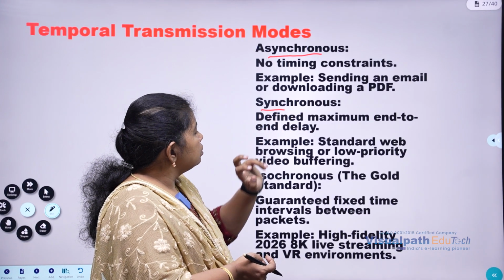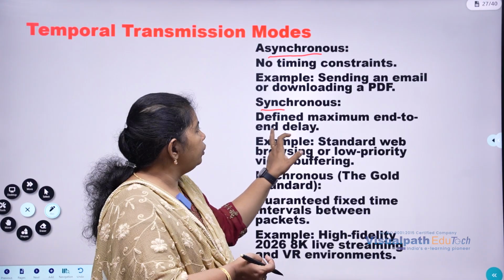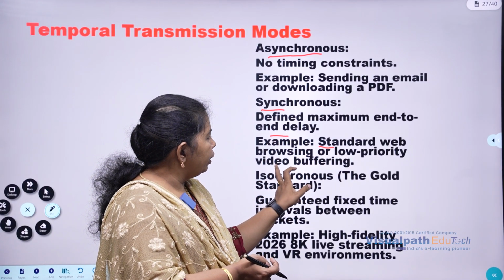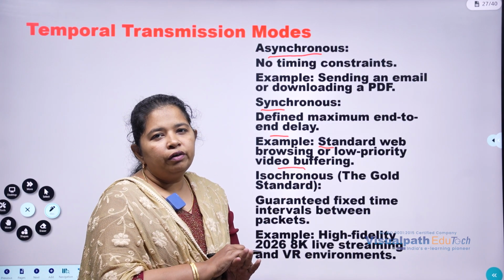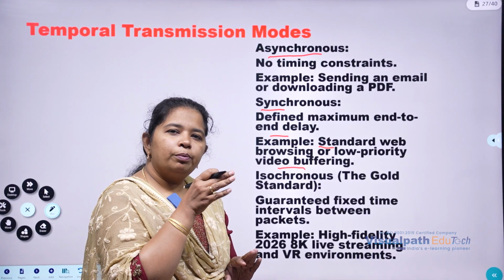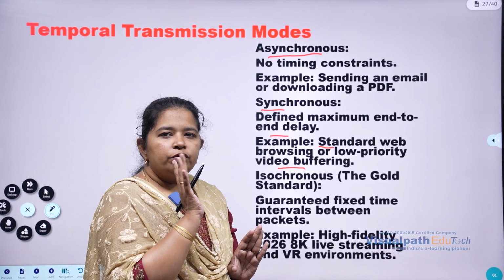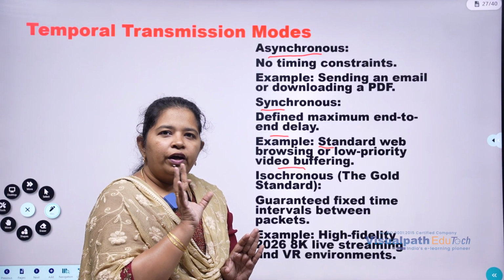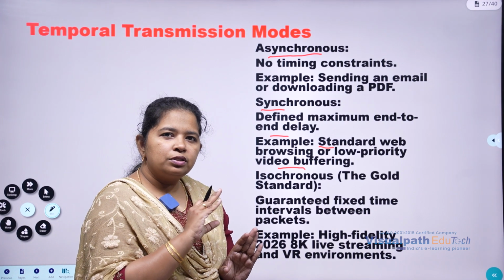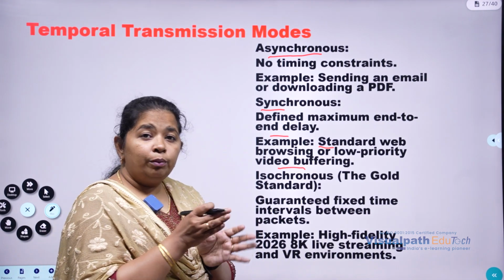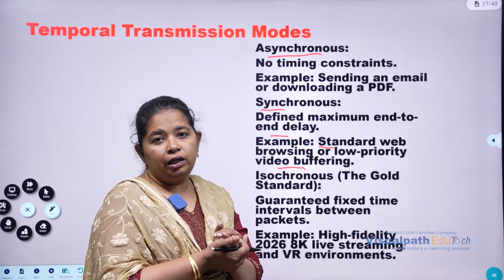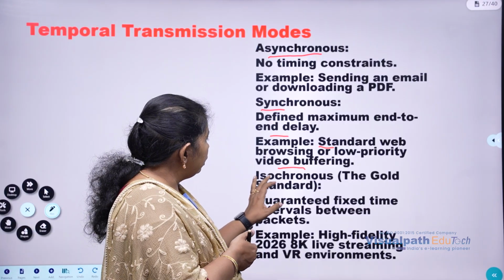And synchronous defines the maximum end-to-end delay. For example, standard web browsing or lower priority video buffering. So you are downloading a video from one place, right? It is slowly showing downloading 10%, 20%, 30%, 40%. Then it stopped. It was not downloading more than that. So it will wait for some particular time and then it will show a network error. Have you observed this kind of error, right? So there is a time limit. Within this time, this thing should be done. If not, show us an error. So that is called synchronous and asynchronous.